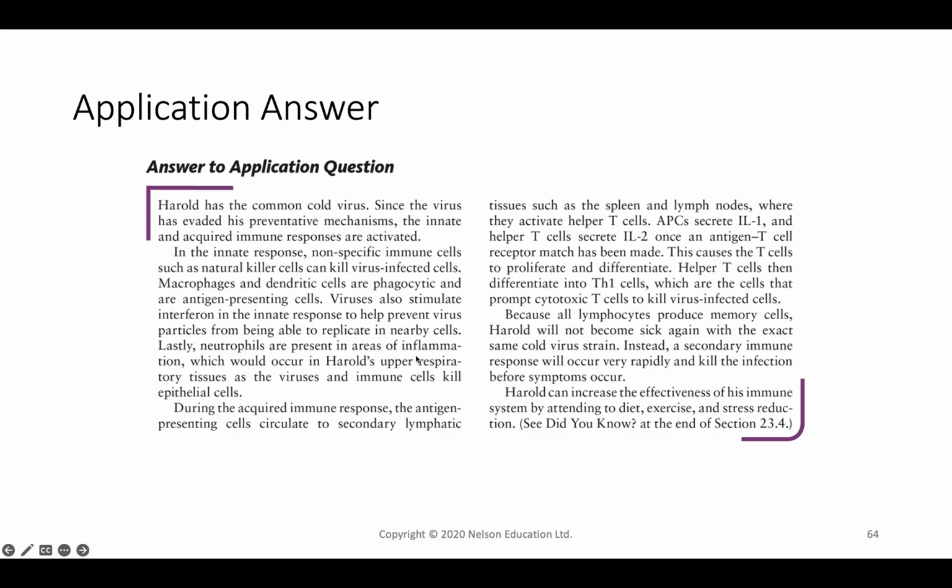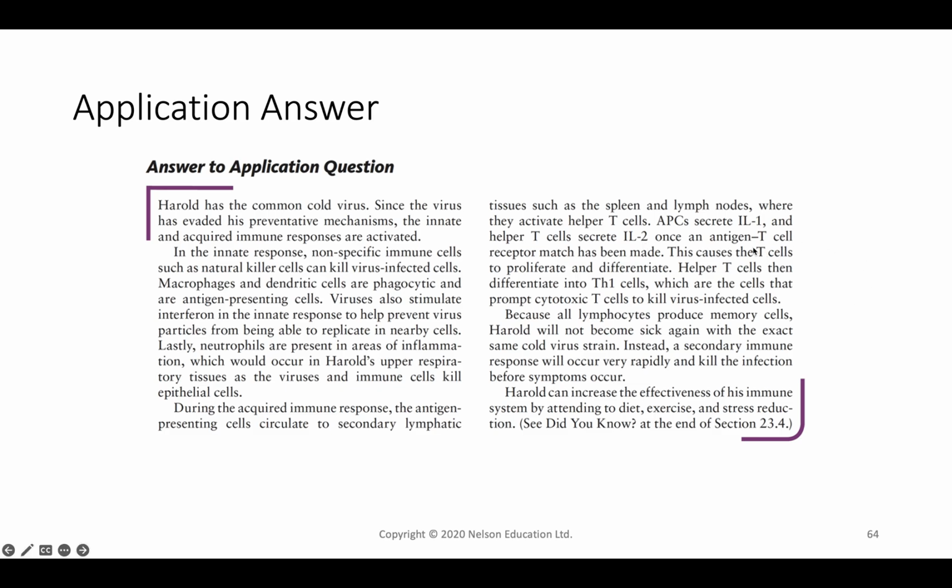These guys are going to be in the area of inflammation. They're going to extravasate out of the blood supply and then help kill these different viruses. So the immune cells go out and kill the viruses. But we also have the acquired immune response, where we have the APCs, or antigen-presenting cells, that are going to activate helper T cells. APCs secrete IL-1 and helper T cells secrete IL-2, and that's going to cause the proliferation of T cells.